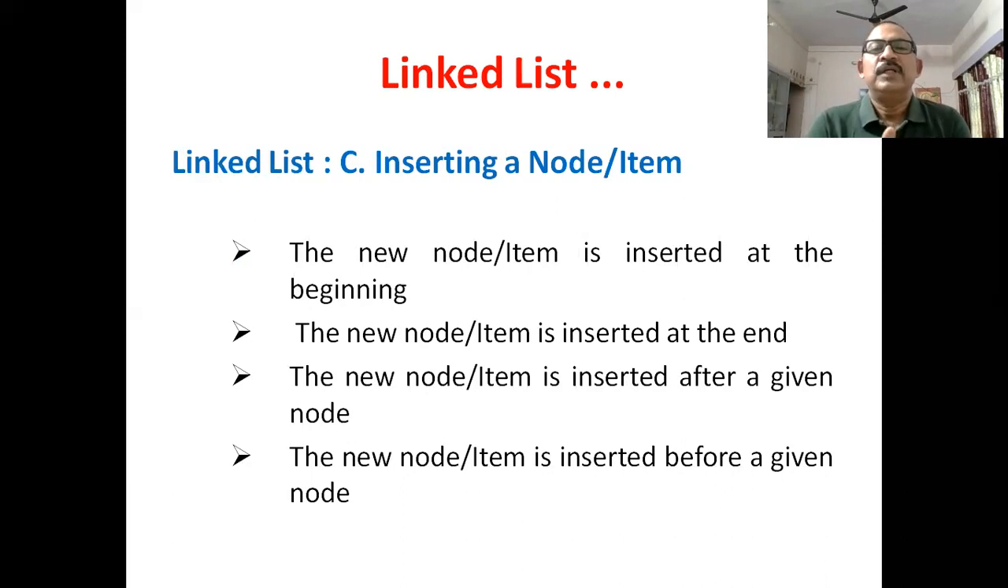Now, the next operation, inserting a node or item in a linked list. There are several ways we can insert a node in a linked list. A new node, or you can say the item, is inserted at the beginning, or inserted at the end, or inserted after a given node, and you can also say inserted before a given node. Let us see these operations one by one.